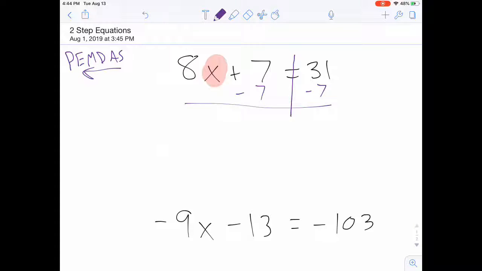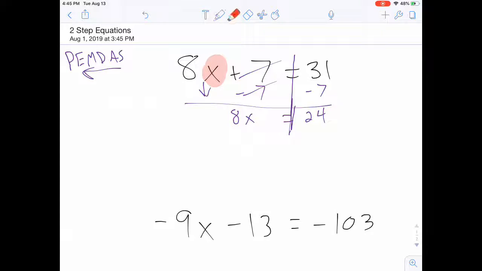Whatever's left on the left-hand side just gets brought down. So in this case, 8x gets brought down. Positive 7 minus 7 is equal to 0. It goes away. And on the right-hand side, 31 minus 7 equals 24. If you notice, I keep the equal sign lined up with this line here. I never move the equal sign.